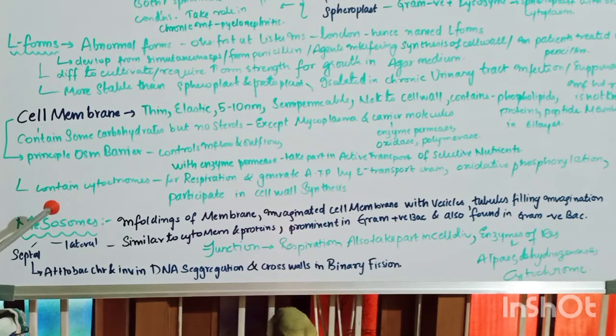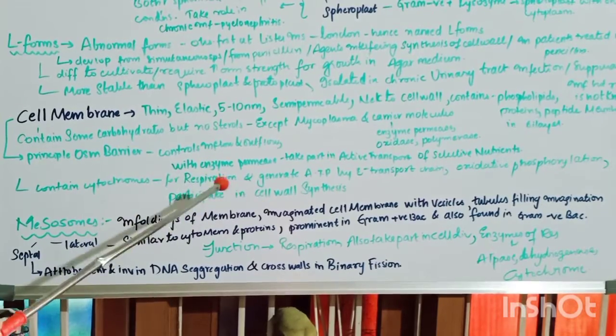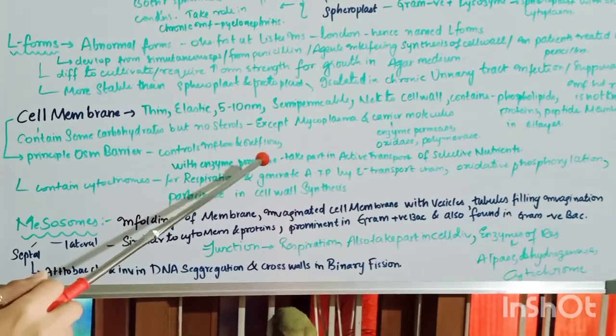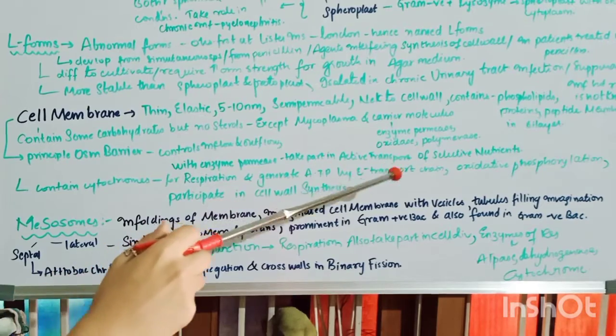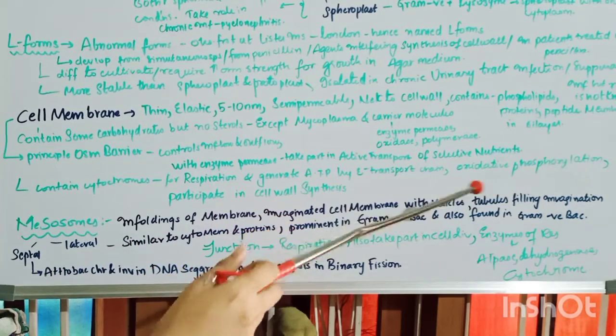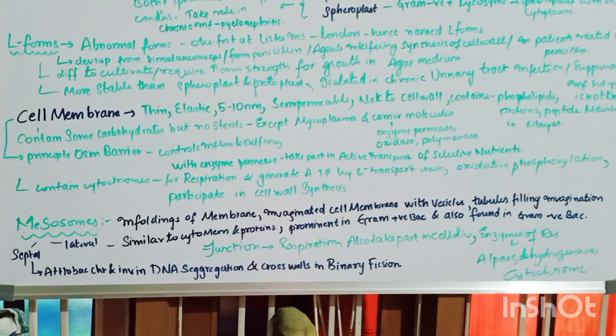And next, the cell membrane is a principal osmotic barrier, which controls the inflow and outflow of the cell. With the enzyme permease, it takes part in the active transport of selective nutrients. Just as in humans we have mitochondria where we find the cytochromes.